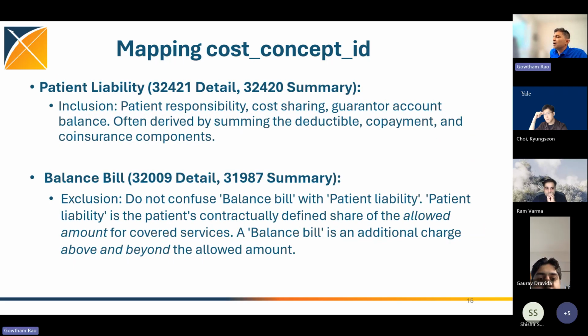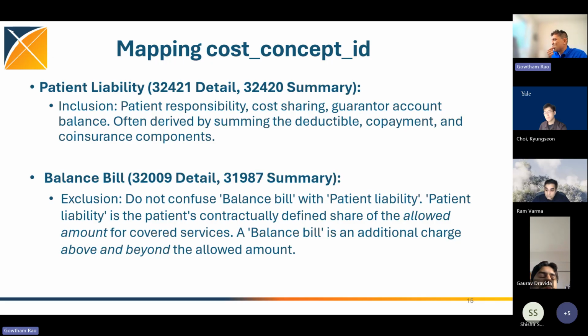Patient liability. Patient responsibility depends upon their benefit design. In most US plans, there is an out-of-pocket max cap. So patient liability is higher in the beginning of the year, and many times it becomes zero at the end of the year. But that is the cost sharing part. And it's the guarantor's responsibility. The guarantor is the person who holds the contract with the hospital for the care of the person, like a parent is the guarantor for the child, for example.